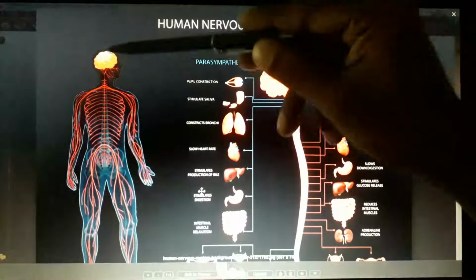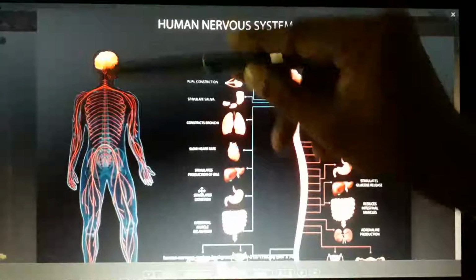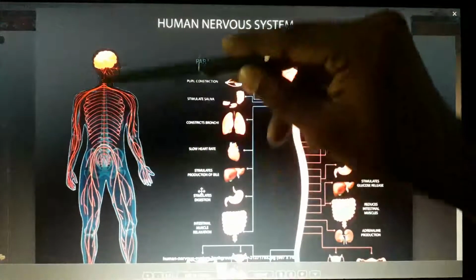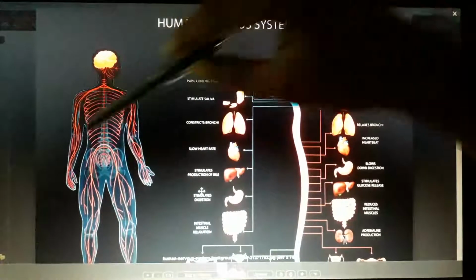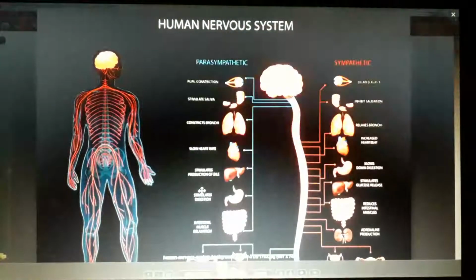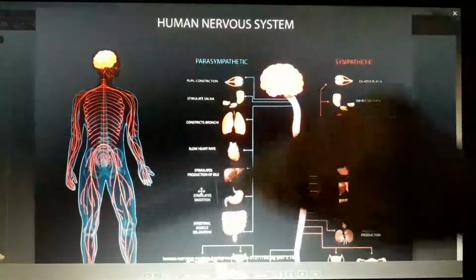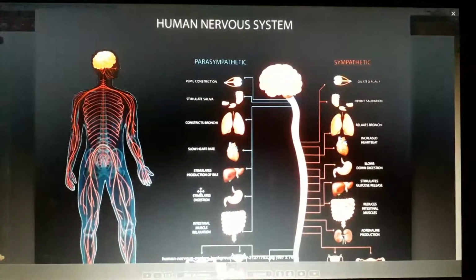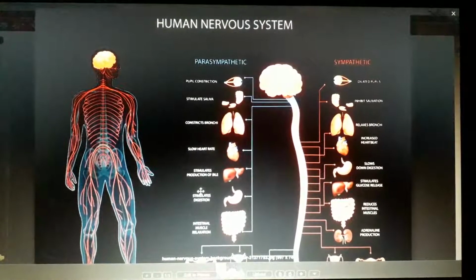The second part is the spinal cord. It's a long cord which connects to the brain, from the middle of our body to the brain. It connects the entire human body with small nerves. Understand? These nerves are connected to each and every part of our body, and the nerves are made up of a particular cell called the neuron.